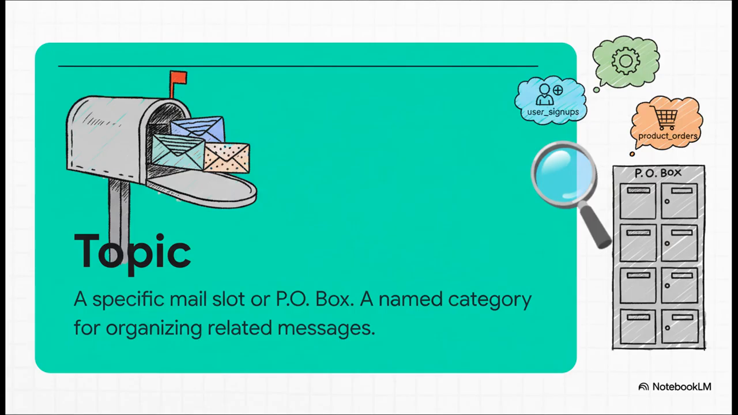Now, when you go to the post office, you're not just throwing your letter into a giant bin. You're sending it to a specific address. A topic in Kafka is like a specific P.O. box or a mail slot. It's just a category. So you might have a topic for user_signups and a totally separate one for product_orders. It's all about keeping things organized.